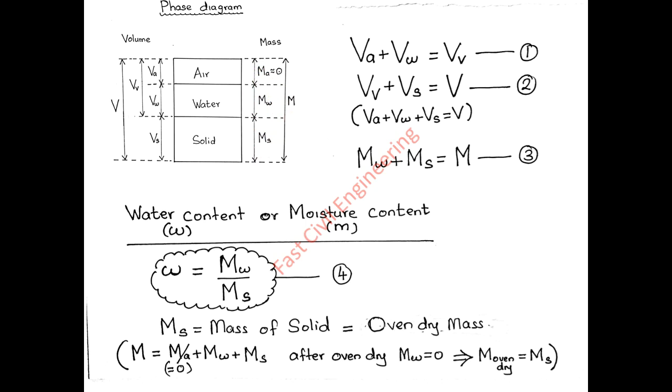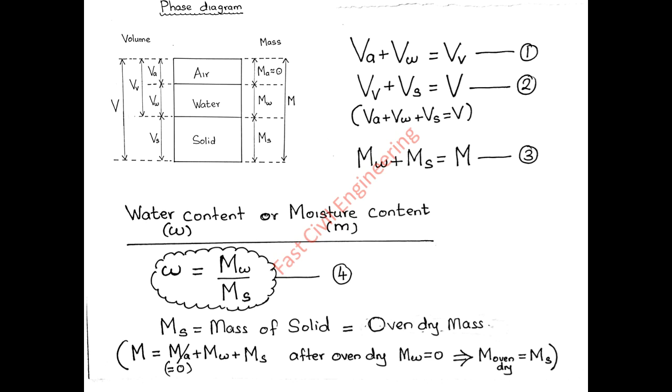Next one, water content or moisture content definition. Water content means small w, or moisture content small m. Water content is equal to mass of water over mass of solid. This is the definition. Equation number 4. Mass of solid means oven dry mass.